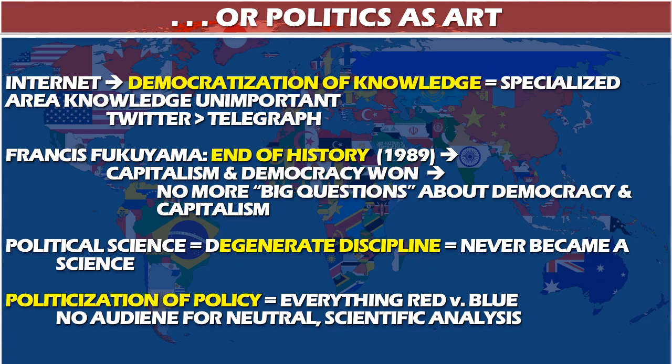The other thing is that political science might be what's called a degenerate discipline. It's not really a science despite its pretensions. It's not about politics, it's not about science. Very often the use of data is a misuse, and therefore perhaps this is a failed dream for the discipline of political science. But I think also in the United States, what's been problematic for people who want to study politics as a science is that there's been a politicization of policy, which means everything is about what side are you on? Are you red or blue? Democrat or Republican? And so there's really no audience for people who want neutral scientific analysis of politics.